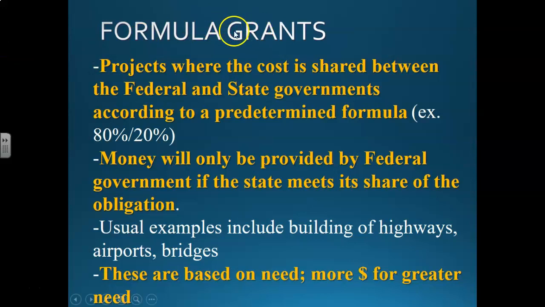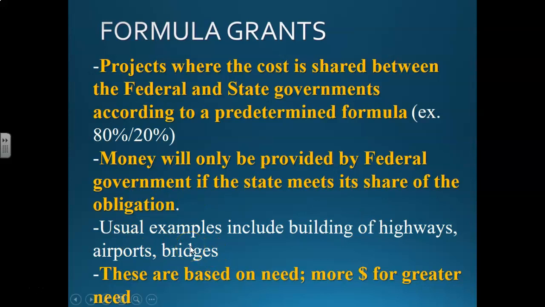Formula grants are grants where states apply and the federal government will share the cost with a predetermined formula. And so that's why we call it a formula grant. So it might be an 80-20 formula. The federal government will spend 80% and the states have to pay 20. That's what it is, I believe, for roads right now. And the money will only be provided from the federal government if the state is able to meet its requirement. Otherwise, it won't do it. This is normally how we do pay for highways, airports, bridges.